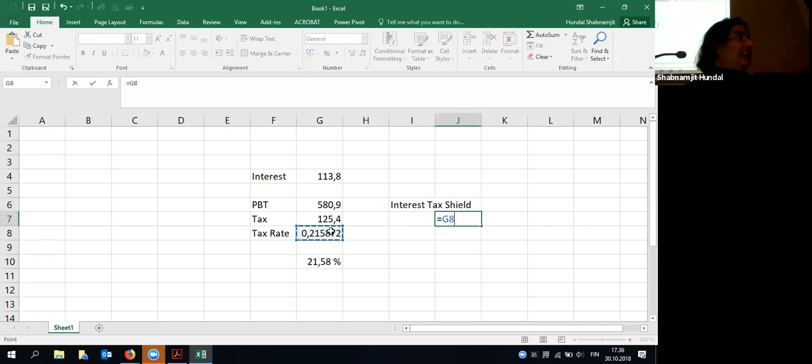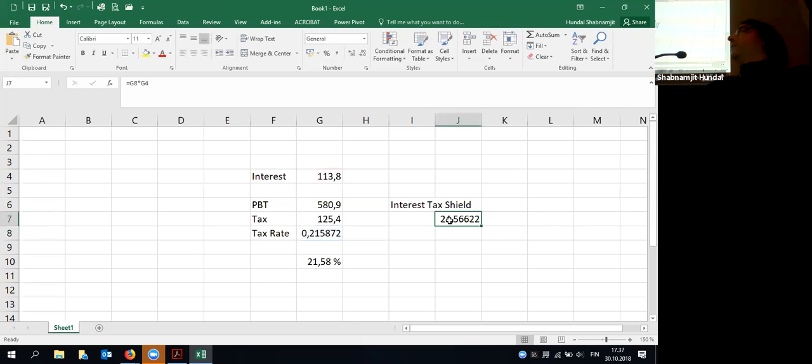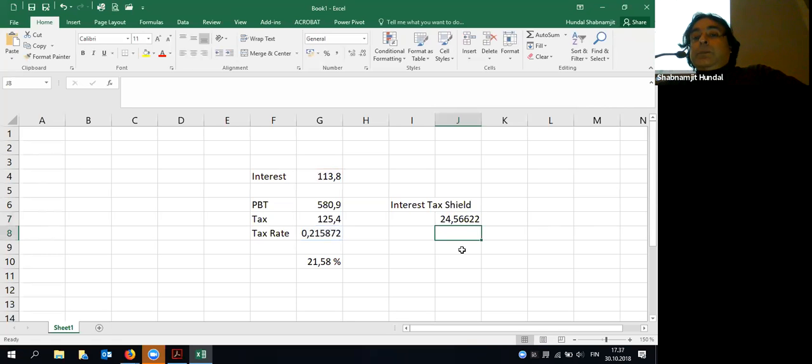So the tax rate, which is TC here, times the amount of interest it pays. This company, Marks and Spencer, is able to generate 24.57 million pounds of value, which would have been missing if Marks and Spencer had no debt.